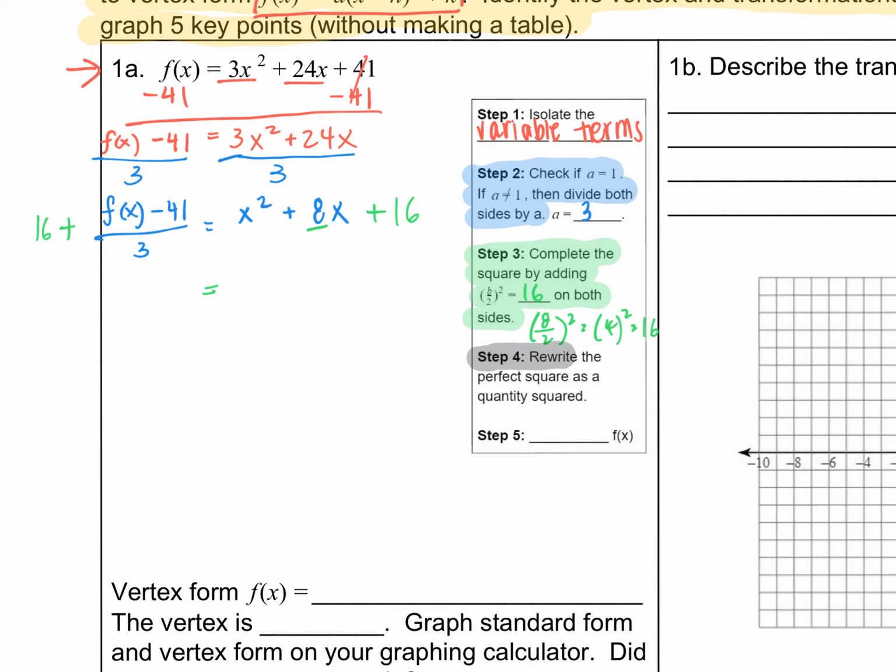Step 4, rewrite the perfect square as a quantity squared. So on the right side, x squared plus 8x plus 16 would factor out into x plus 4 times x plus 4. So we have x plus 4 squared, and on the left we still have the same thing.